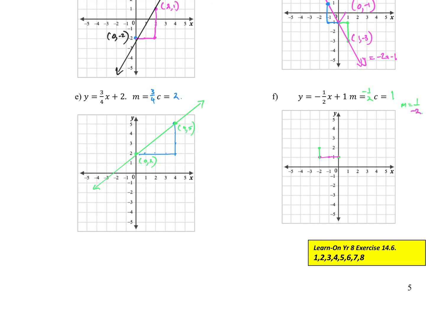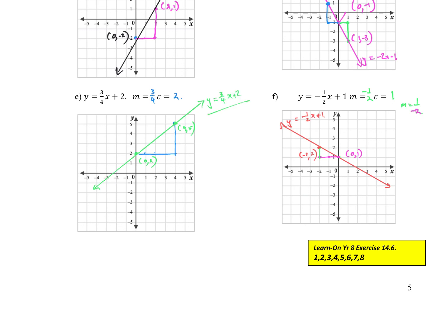Now, when I draw my line, we'll write the rule up. Oh, I've got the rule on the last one. -1/2x plus 1. Point of interest is the point -2, 2, 0, 1. And let's go back to the previous example and write the rule because you forgot it, sir.